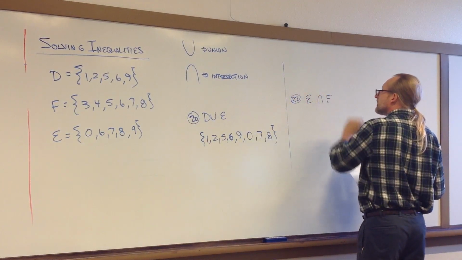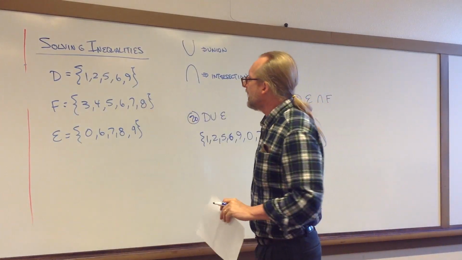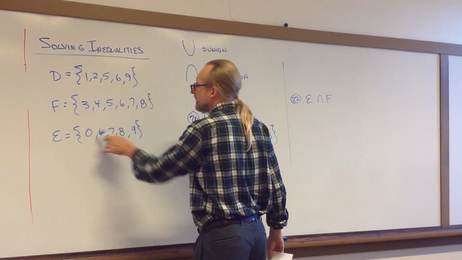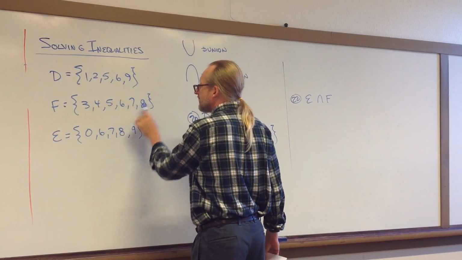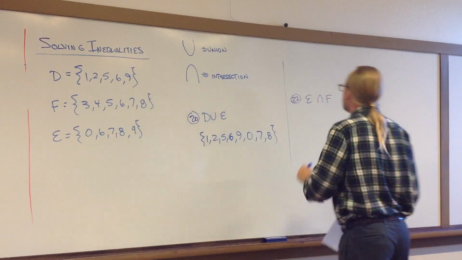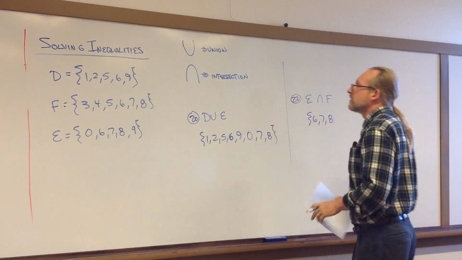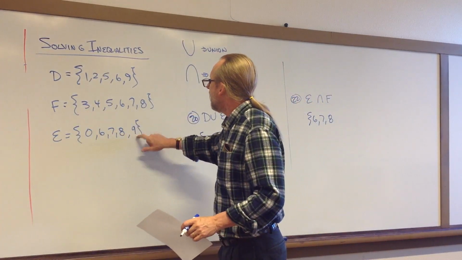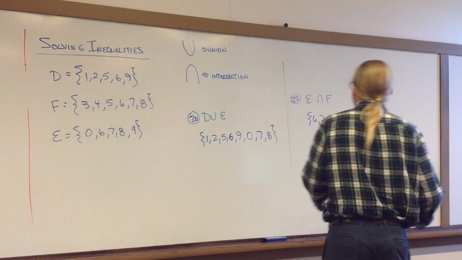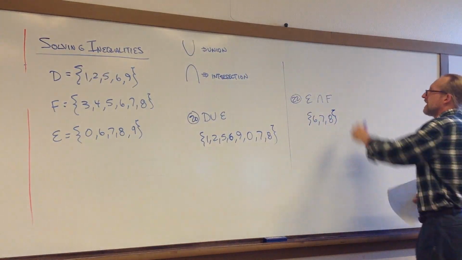Okay? All right, problem 22, E intersection F. So now we only want the things that both E and F share. The 3 is not in both, neither is the 4, neither is the 5. The 6, 7, and 8 are in both sets. So we'll definitely list those. Let's see, what else? The 0 is not in both, and the 9 is not in both. So this is it. For E intersection F, we just have 6, 7, and 8.